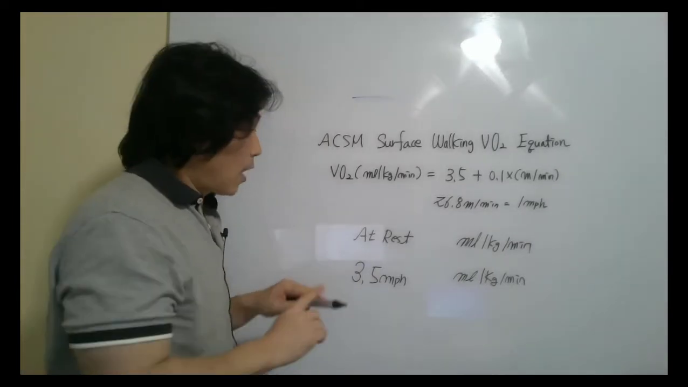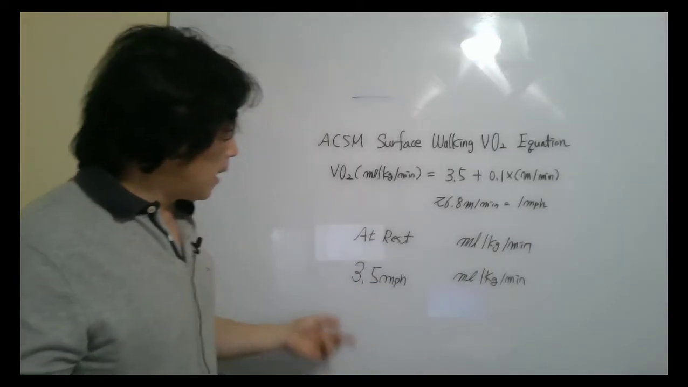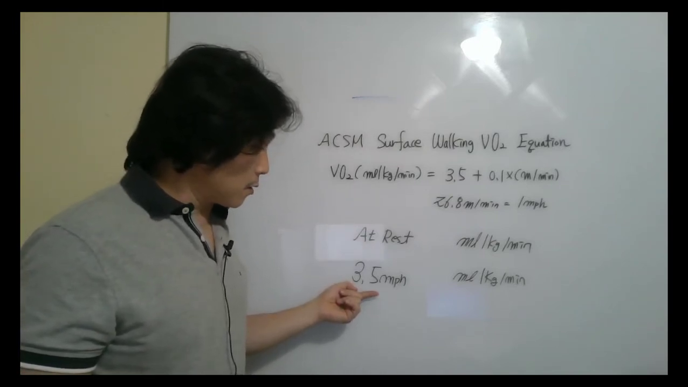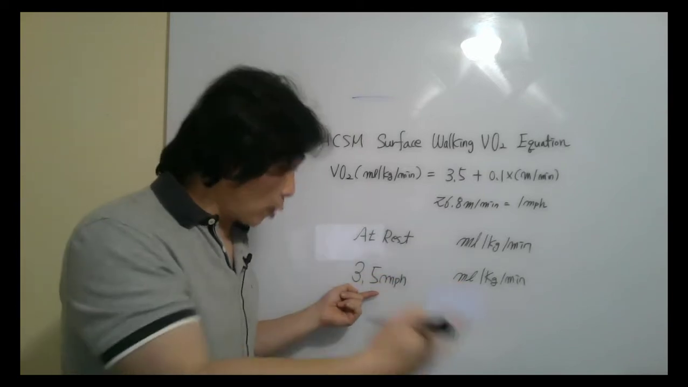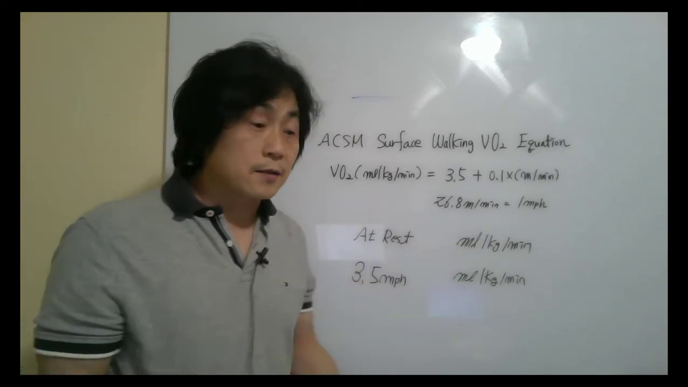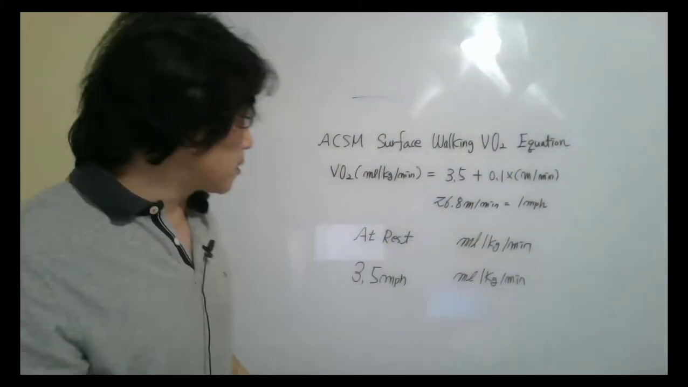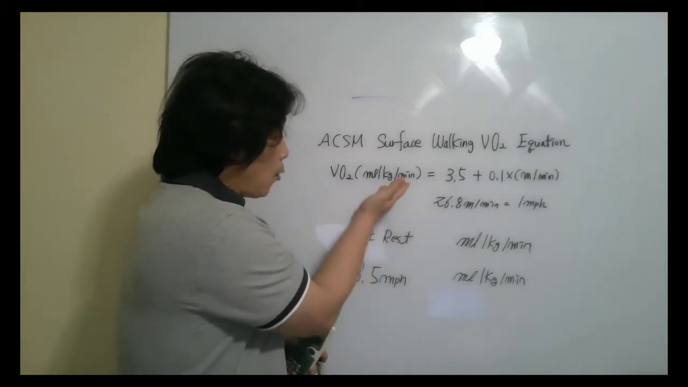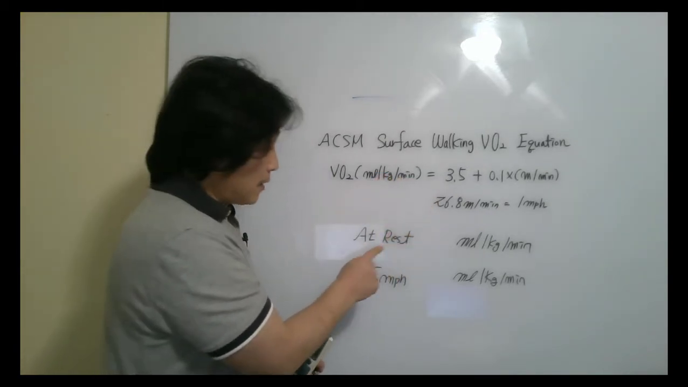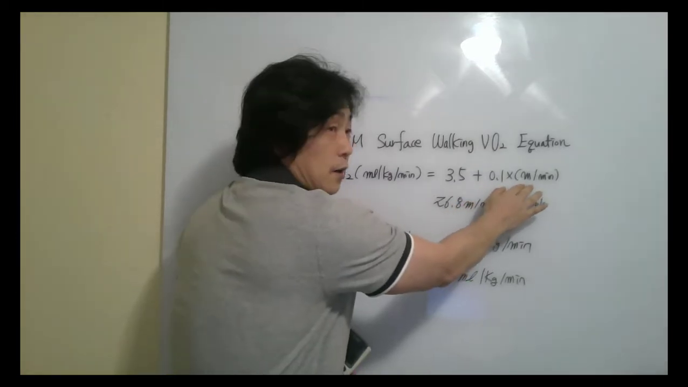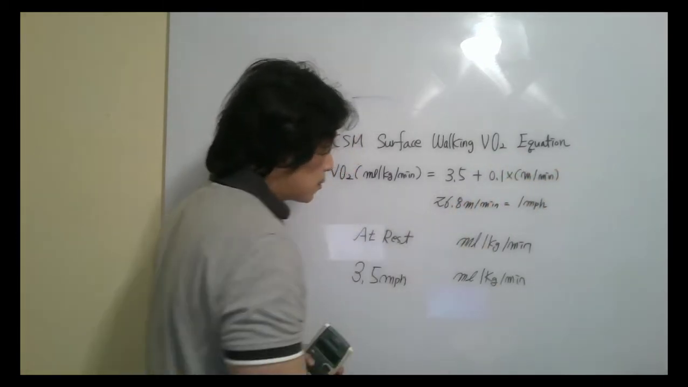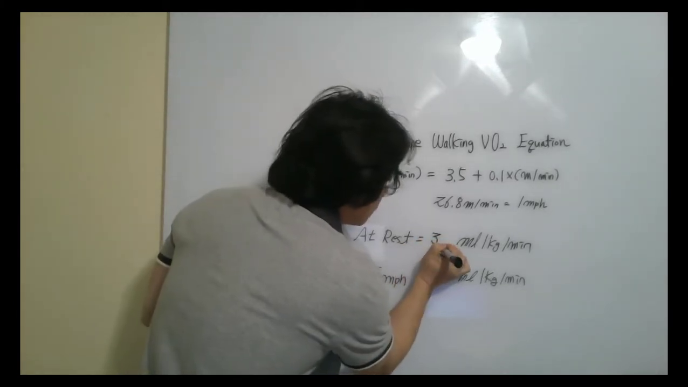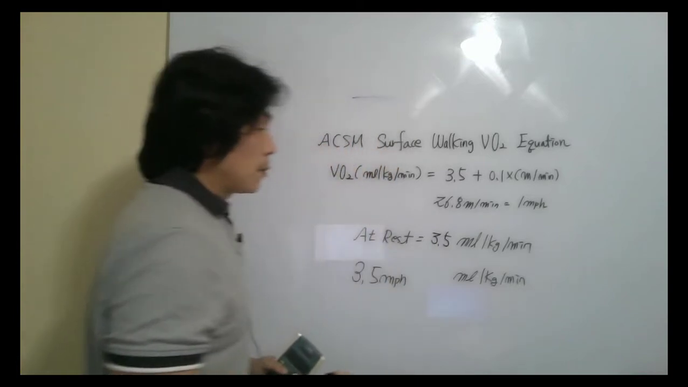So it makes sense. How about we calculate together at rest, and when you walk at 3.5 miles per hour on the track or on the treadmill, so we can calculate its oxygen consumption. I need a calculator. First, how about at rest? At rest, this is easy. It means we do not walk, so the speed is 0. So at rest, theoretically, your oxygen consumption should be 3.5 milliliters per kilogram per minute.